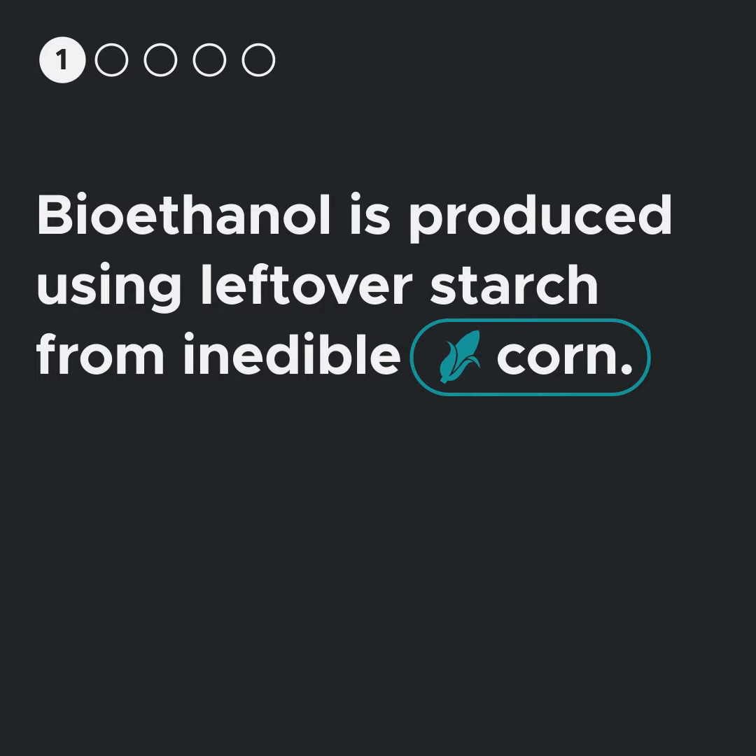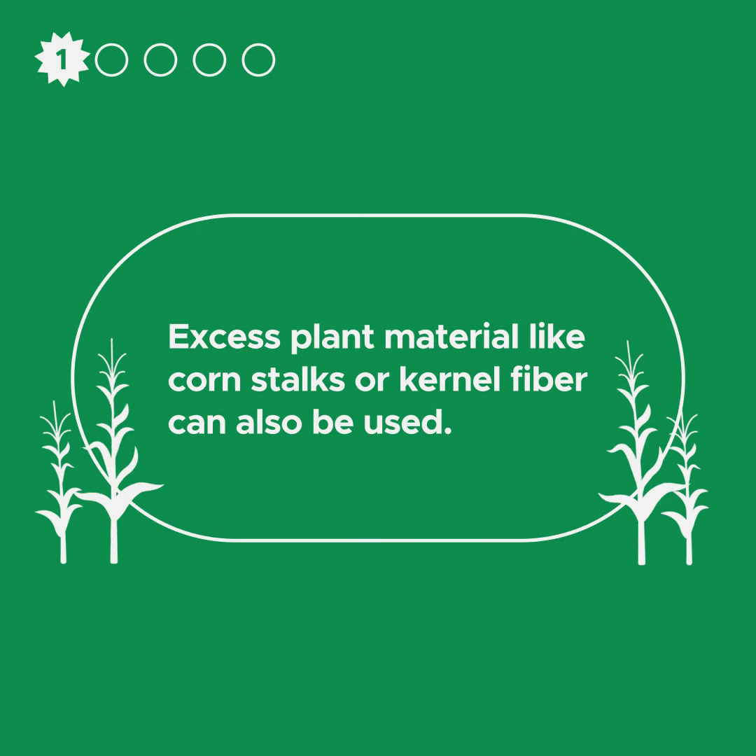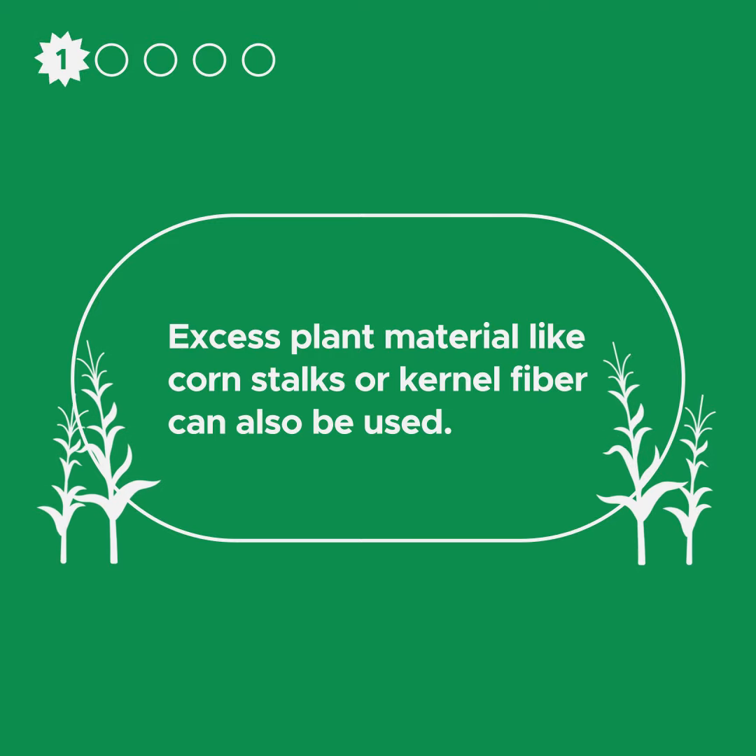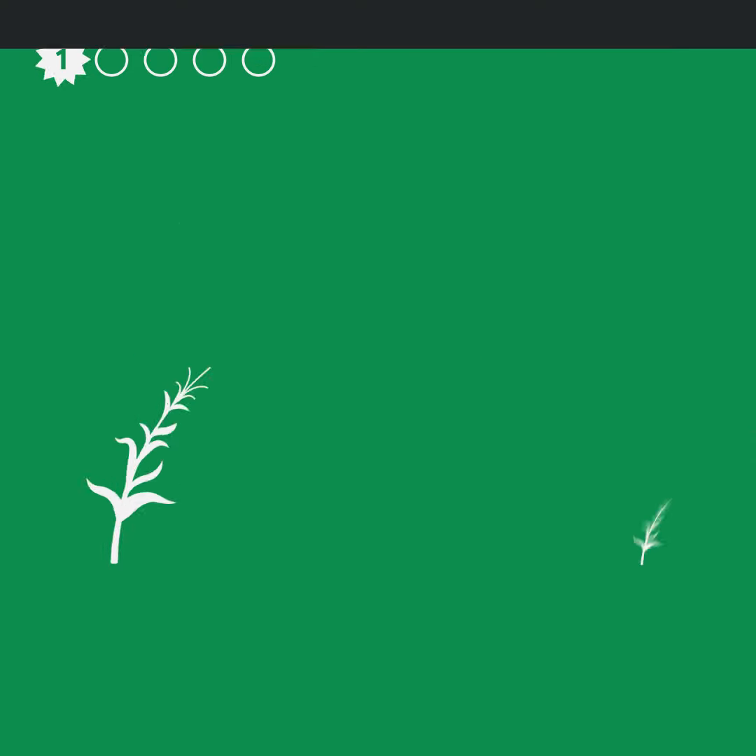To produce bioethanol, bioprocessors collect the leftover starch from an inedible type of corn, not the kind you see on grocery store shelves. In some cases, excess plant material like corn stalks or kernel fiber can be used to make biofuels. More often, though, the starch is what matters most to the production process.